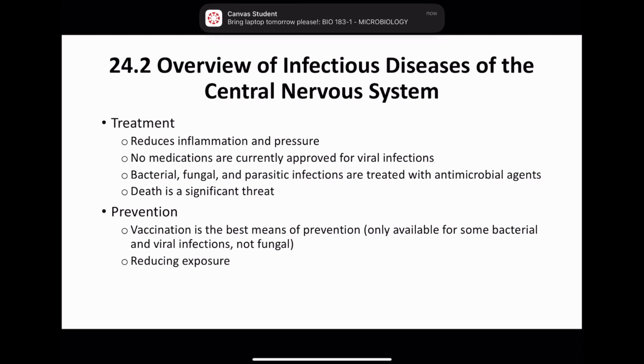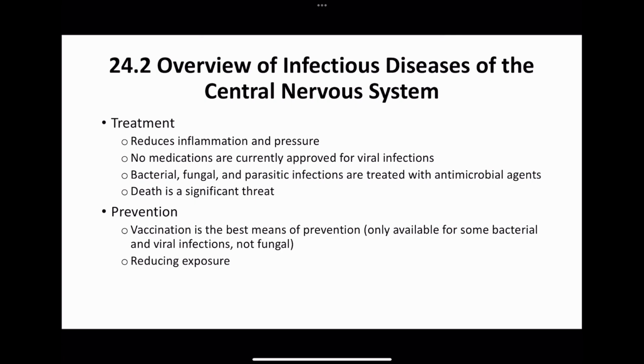Treatment of CNS viral infections is aimed to reduce inflammation of the brain and intracranial pressure. Some antiviral agents are used to treat selected viral encephalitides, but there are no medications currently that can treat most viral cases. Bacterial, fungal, and parasitic infections of the CNS are aggressively treated with antimicrobial agents in combination with supportive measures. Even with quick diagnosis and treatment, death and permanent damage are big threats to patients.